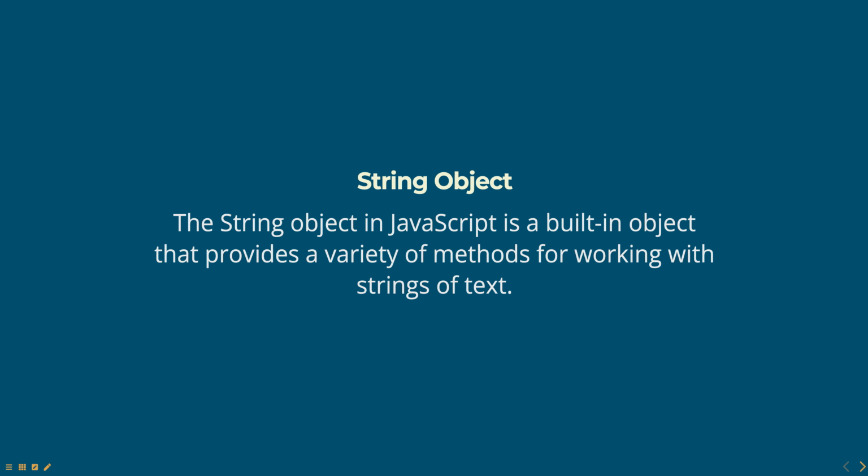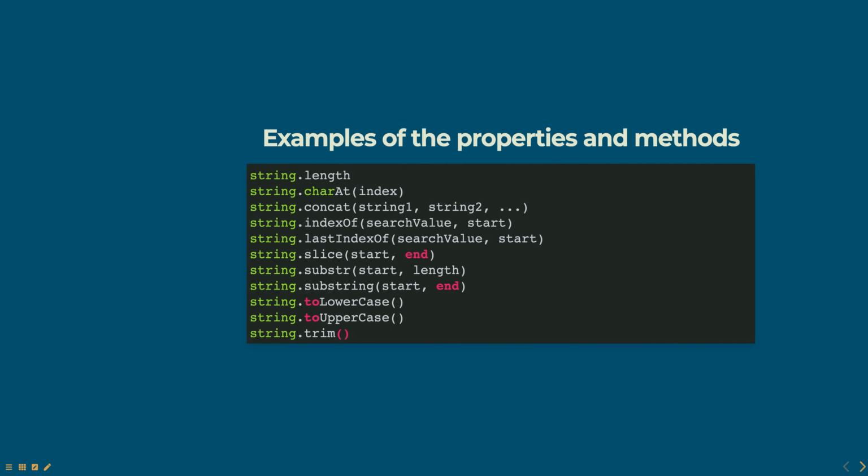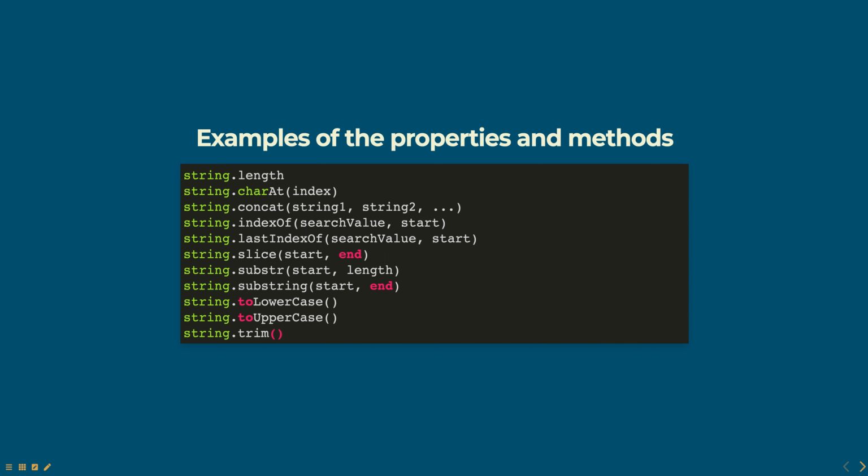The string object in JavaScript is a built-in object that provides a variety of methods for working with strings of text. It is not a constructor, so you cannot create instances of it. Instead, you use the string object as a namespace to access its methods. Here are some examples of the methods provided by string object.